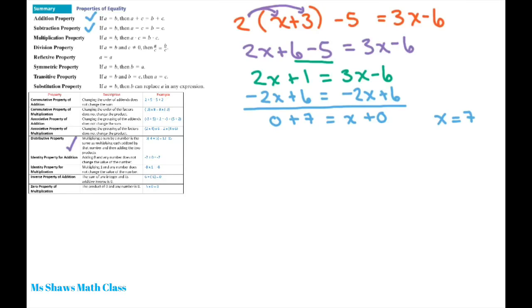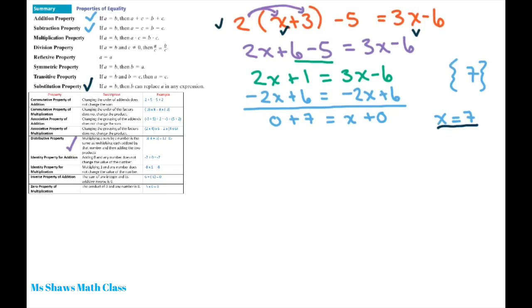There you have it. So what I did basically is just switch these around. And our solution set should be 7. Now we have to check our solution. And that's going to be the substitution property. Since we have x equals 7, I can replace these two x's with 7.